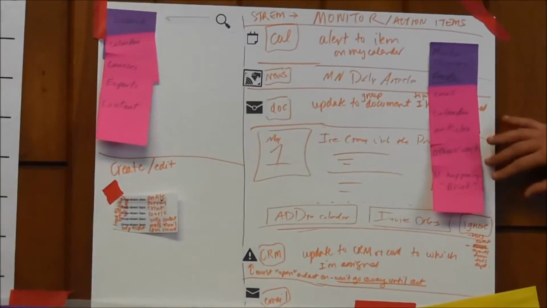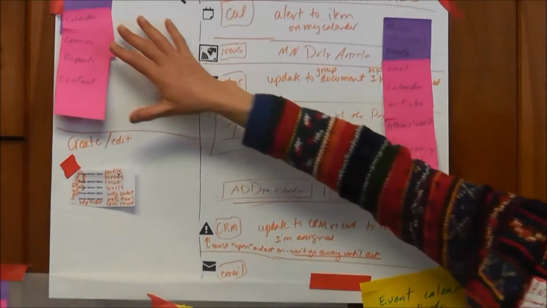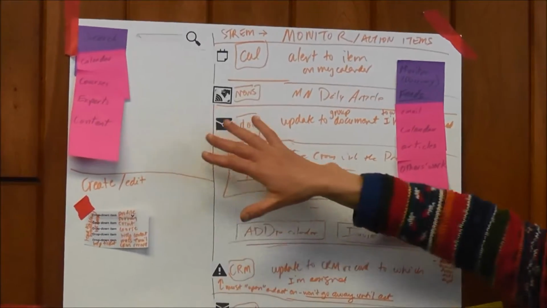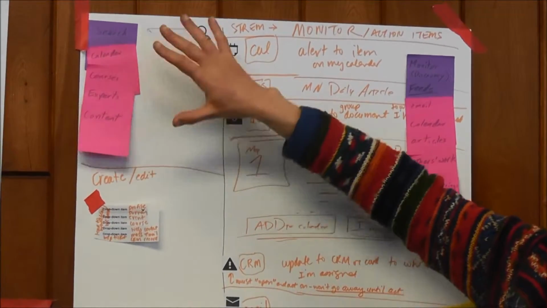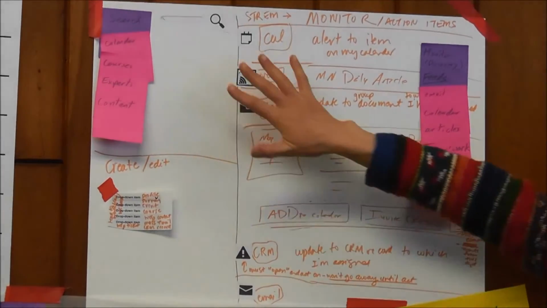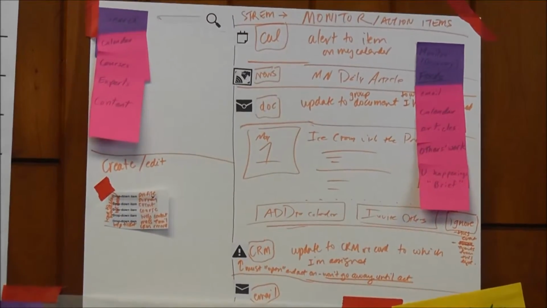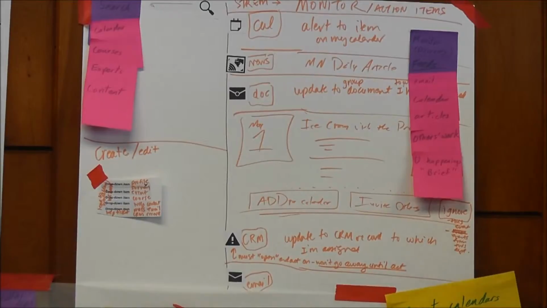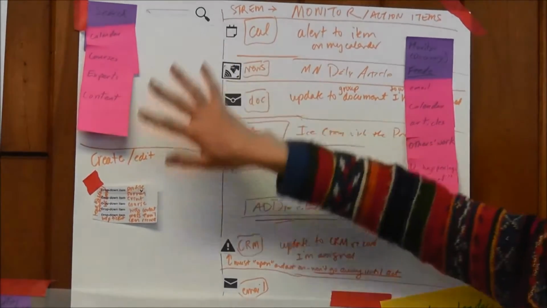The other big piece is the search, and you'll be able to search calendars or courses or the experts or the content of the whole U, and so that would be a fairly advanced search. We'll just take from what the previous group did with that.